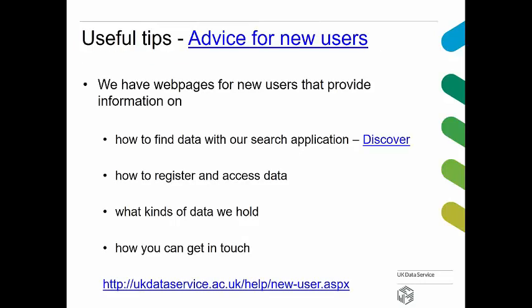So useful tips, particularly for new users. At the very bottom of our opening page, down near the Contact Us and Legal Bits, we have a link of advice for new users. It will take you to the guides that have been set up specifically for those who are coming to the service for the first time. We've got all sorts of resources on how to find data with Discover, how to register, how to access the data, what kinds of data we hold. And there's more webinars on census data, microdata, longitudinal data, and you can get all of those online. You can also find out how to get in touch with us and send us a help desk request.